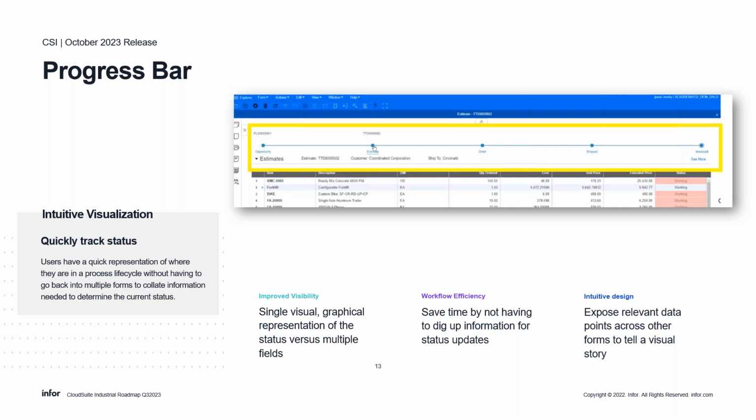This is the estimates example here, where you see the opportunity, estimate, order, shipped, invoiced, and then the dots on the screen will actually be highlighted, if you can see there, when the gate is at a certain point. And so this really helps track the life cycle of a particular process. It reduces the amount of back and forth you have to do in the system to check different data points. And it's just a really quick graphical representation of any particular process.